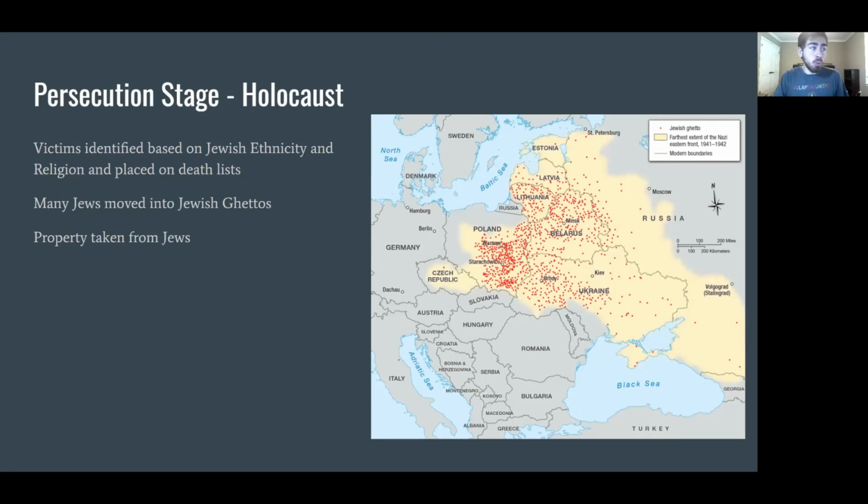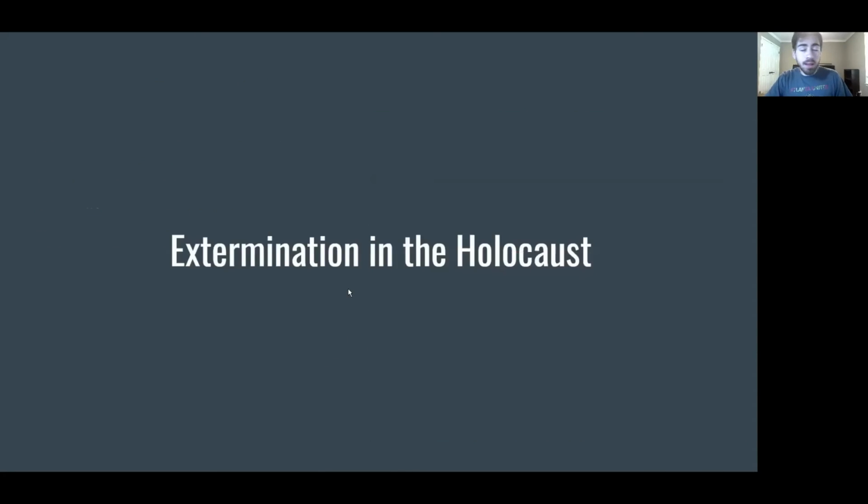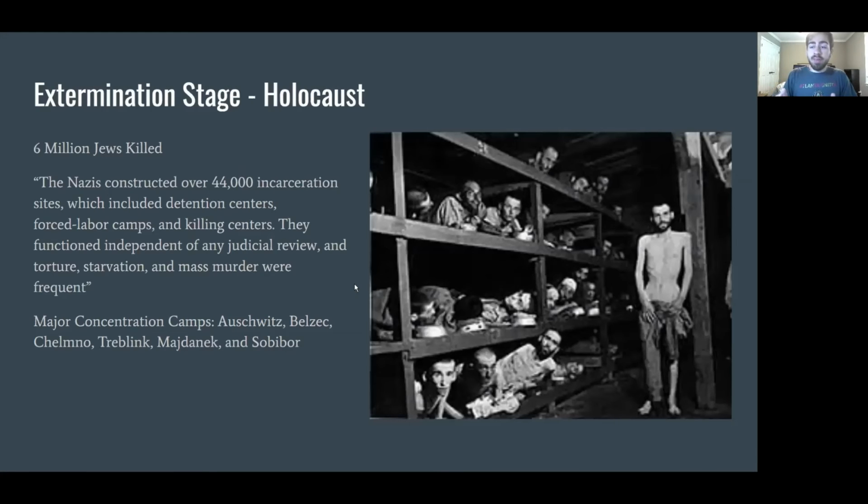And then after a while, this is where we get into the next stage, which is extermination. In the extermination phase, this is where they actually started carrying out the mass killings. On the right, you can see that many of the Jews in the extermination camps were starved. And this ended up killing 6 million Jews during the Holocaust, which was over 2/3 of all Jews in Europe. And it's also important to understand that the way they killed them was so extreme.